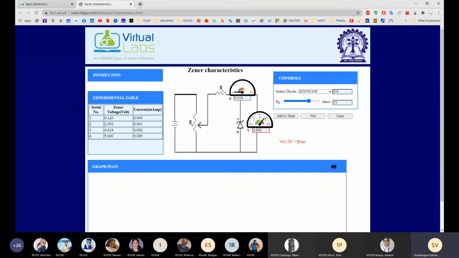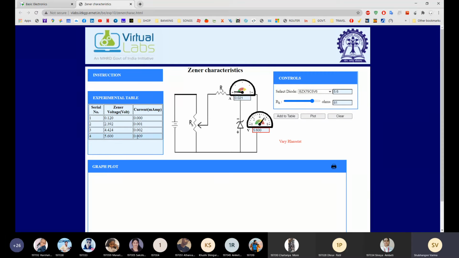See, here you vary your DC voltage. Here you can see your voltage is remaining the same. Add to the table. Why is it not getting added? Because the value is remaining the same. It's not getting added because the Zener voltage is the same. So again make it 80 ohm. As soon as it reaches 5.6, the voltage remains constant, but the current is increasing.